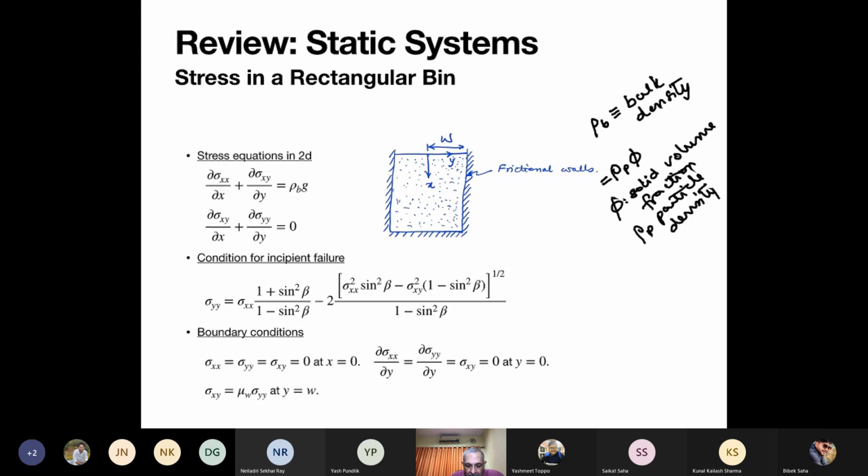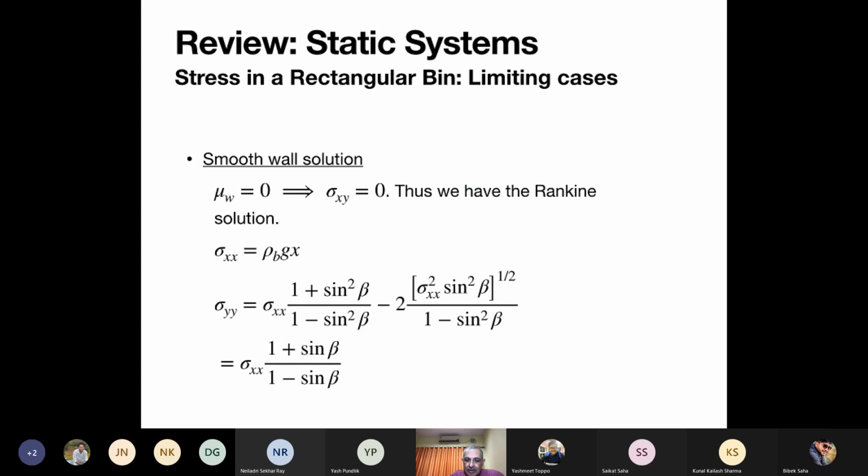And here you have many more boundary conditions. First, at the free surface, all the stresses are 0. So that at x equal to 0, this is 0. At y equal to 0, at the midplane you have symmetry, so that both of these are 0 due to symmetry, and also sigma xy is 0 due to symmetry. And at the side wall, the shear stress is mu w times the normal stress, and mu w is the coefficient of wall friction. So this is our system that we are looking at.